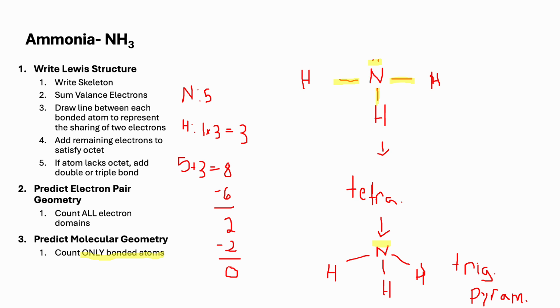And the reason it's trigonal pyramidal and not tetrahedral or trigonal planar is because tetrahedral would be only for the electron pair geometry, because it counts this lone pair. And the reason it's not planar, where all these hydrogens would be on the same plane and more spread out around the nitrogen, is because although we're not actually representing the electrons, they're still there and they're still causing a repulsion. So this would be trigonal pyramidal.